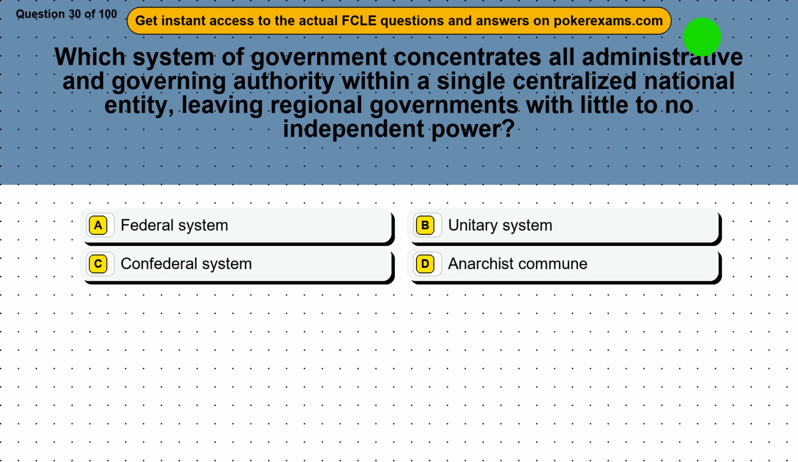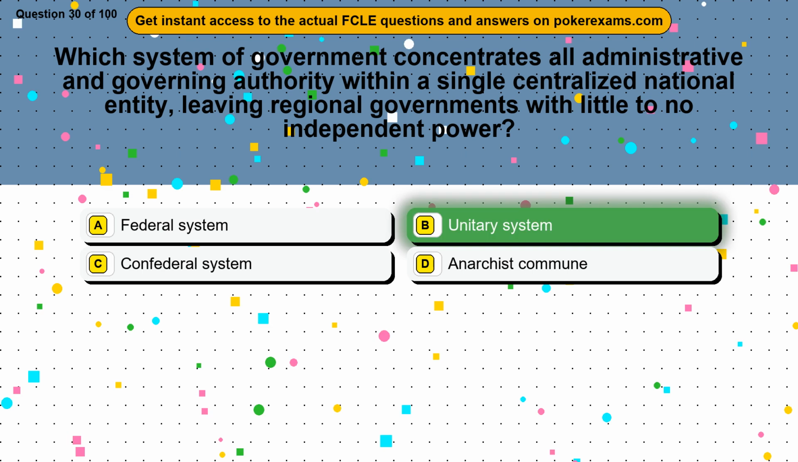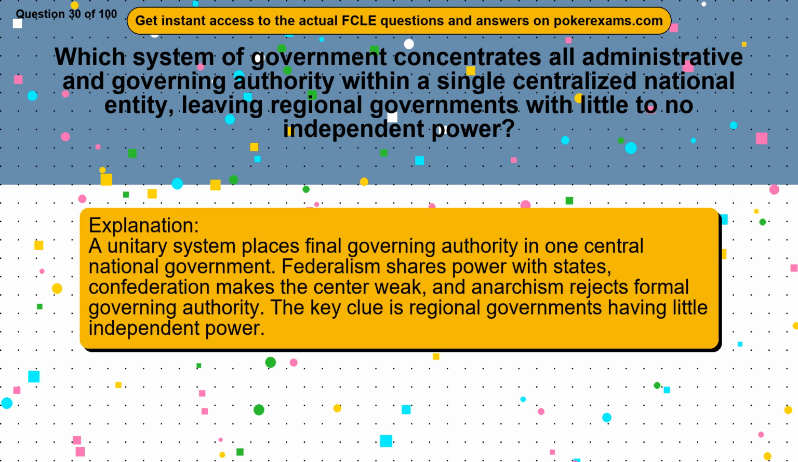Question 30. Which system of government concentrates all administrative and governing authority within a single centralized national entity, leaving regional governments with little to no independent power? Option A. Federal system. Option B. Unitary system. Option C. Confederal system. Option D. Anarchist commune. The correct answer is option B. Unitary system. A unitary system places final governing authority in one central national government.